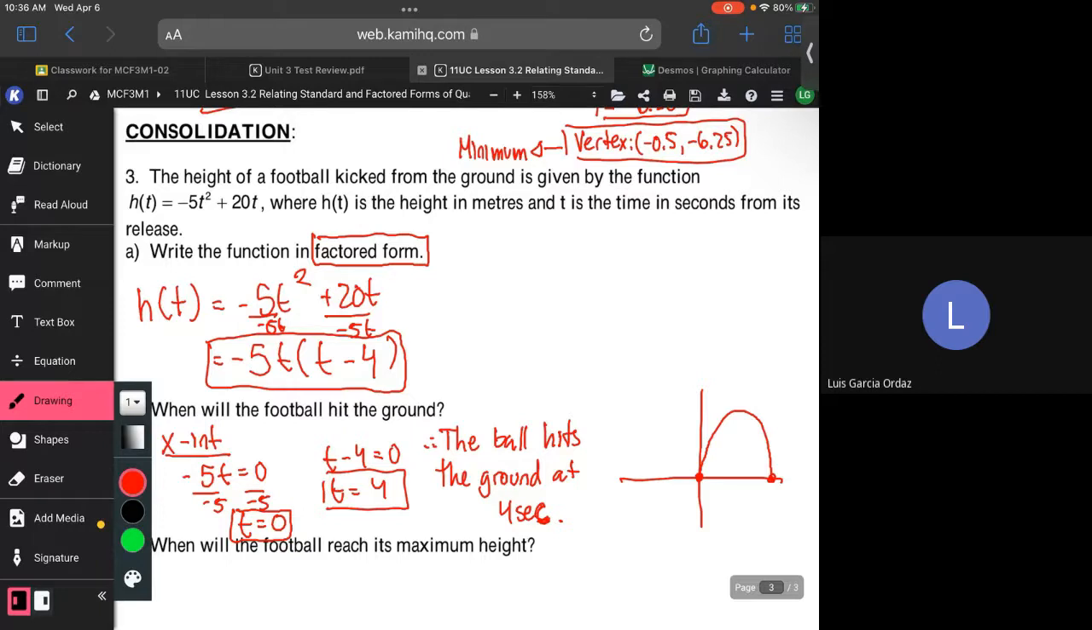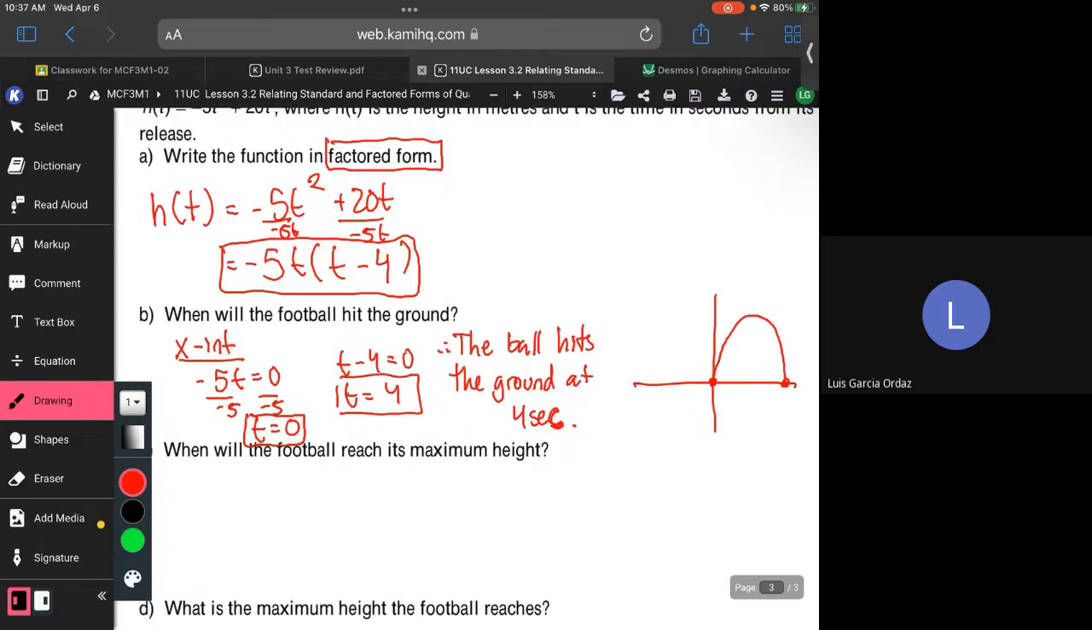Yes, Emma? So how did you get negative 4 at that, like t minus 4? So remember, for the X-intercepts, my Y value is always 0. So I have to set each of those factors equal to 0 and then just isolate for the variable. So I get t minus 4 is equal to 0. To leave t by itself, I just have to move the negative 4 over.